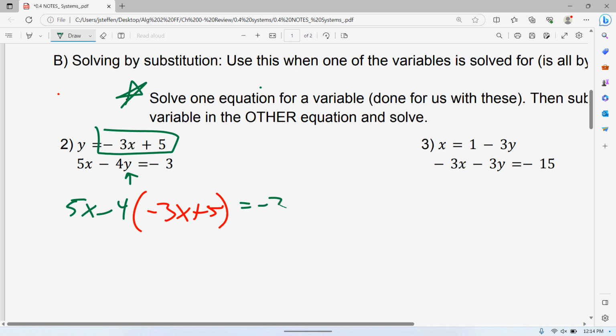Equals negative 3. So again, I took that y totally out. A lot of people accidentally don't take it out; they just put the negative 3x plus 5 beside the y. If you have x's and y's, you're not going to be able to solve. The whole idea of substitution is that in this next step, we only have x's, so now we know how to solve that. Now is where you have to do a little bit of legwork.